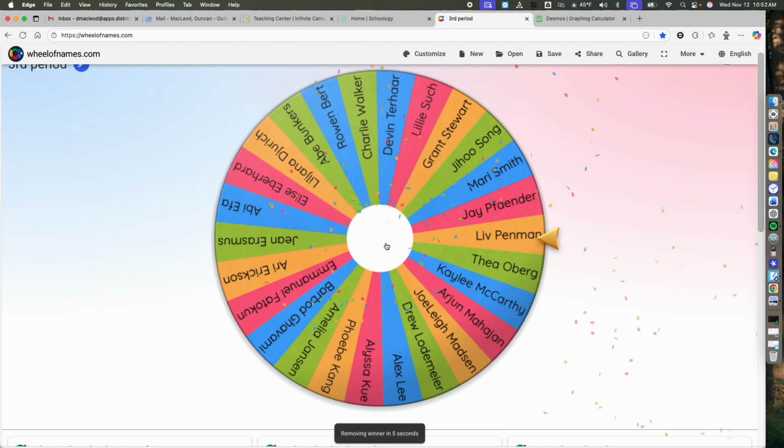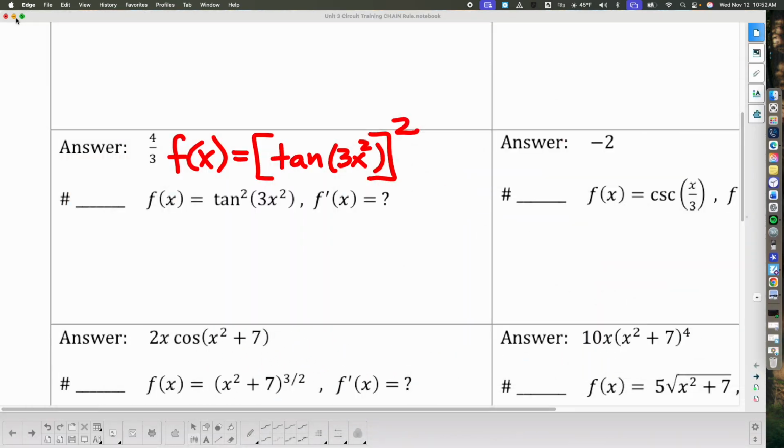Uh-oh. Liv. What's inside outside? Inside is tan of 3x and outside is squared. Yes. So 3x will also be a separate inside, but not yet. What we're going to start with is this is the inside, this is the outside. And when we need more detail, we will.